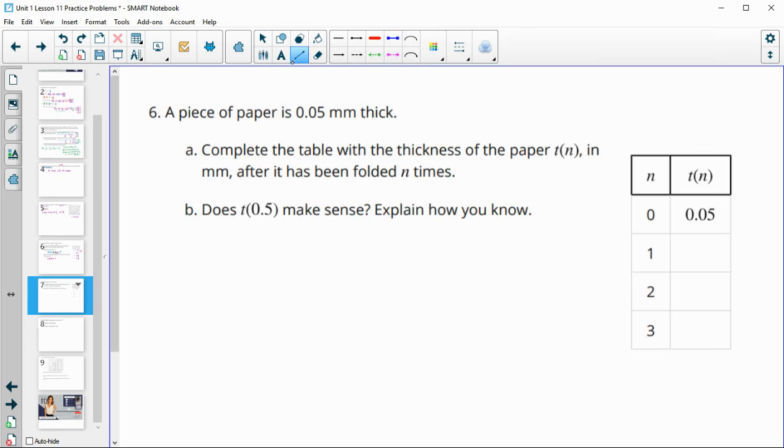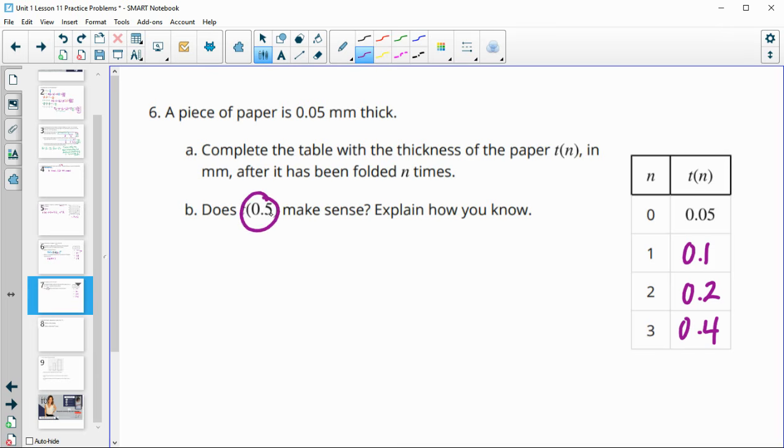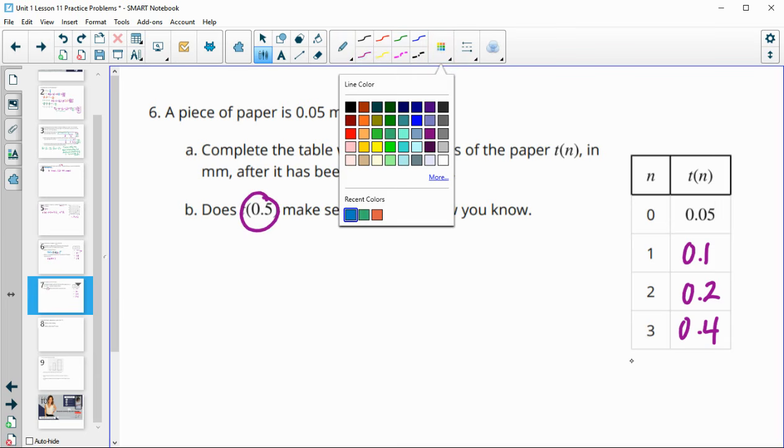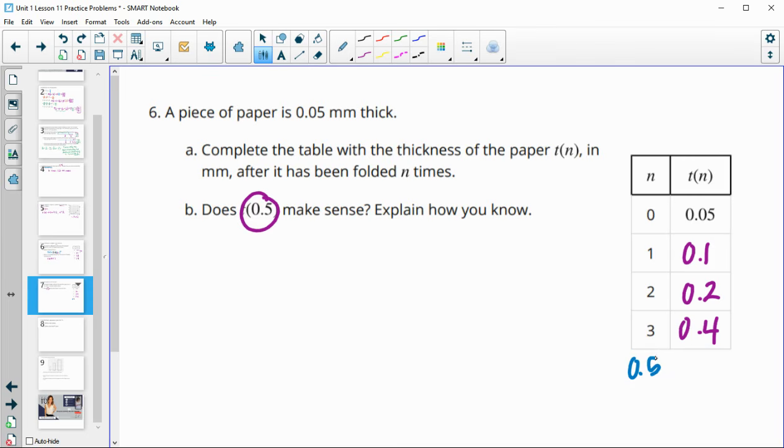Number 6, again, has this paper being 0.5 inches thick, and then we're going to complete the table after it's been folded. So this is the exact same table. Okay, so it's just going to double it each time. So we're going to get 0.1, 0.2, and 0.4. Now, does it make sense for us to have t of 0.5? So does it make sense to have a 0.5 in this n column? And no, because you can't do a 1/2 fold. You can't half fold the paper. You either fold it fully or you don't fold it at all.